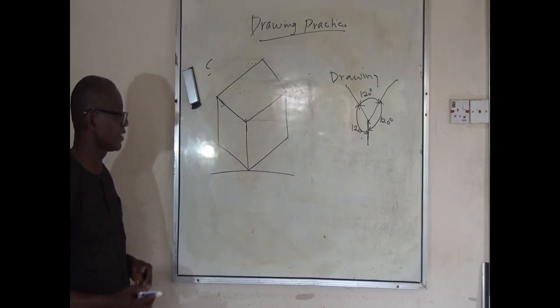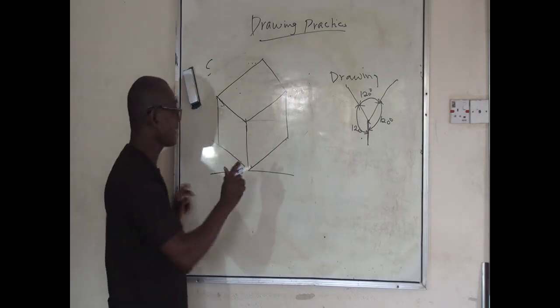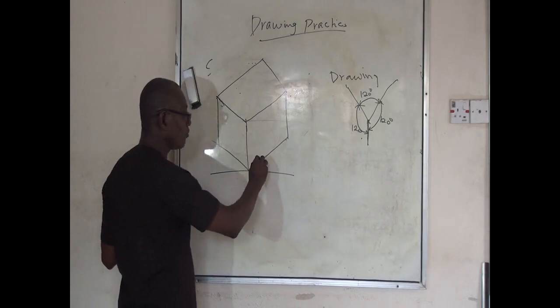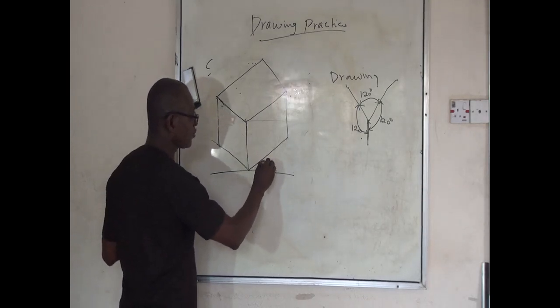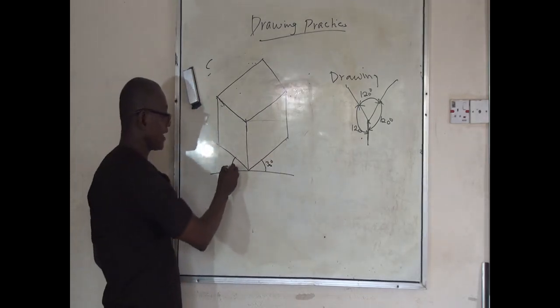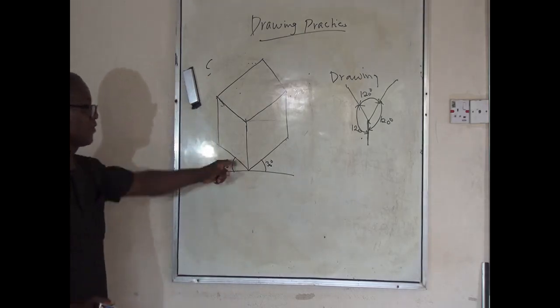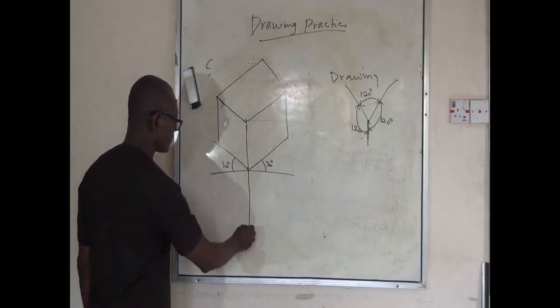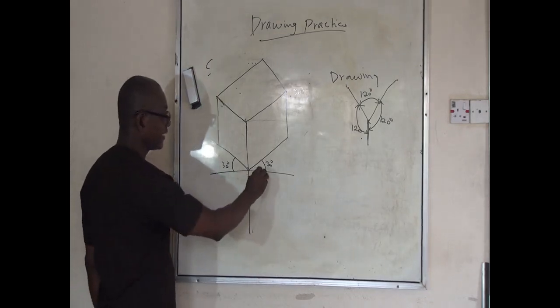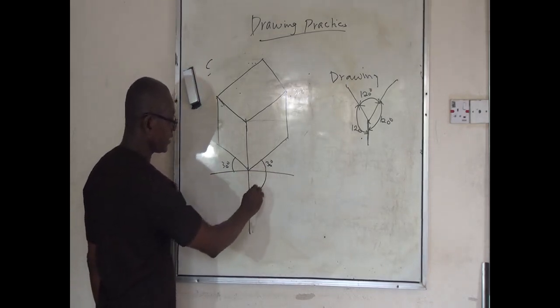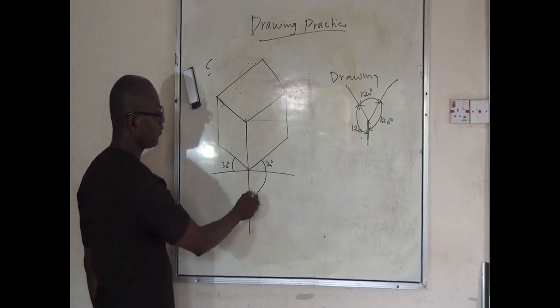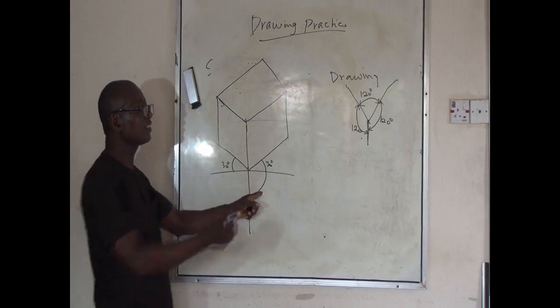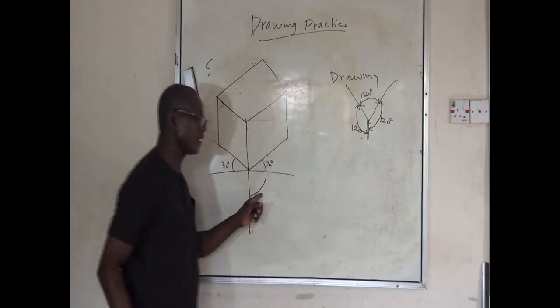And then very importantly, this angle must be 30 degrees to the horizontal. If you extend another line down here, you discover that here will give you 90 degrees. 90 plus 30 will give you 120. That is why we have the 120 here.